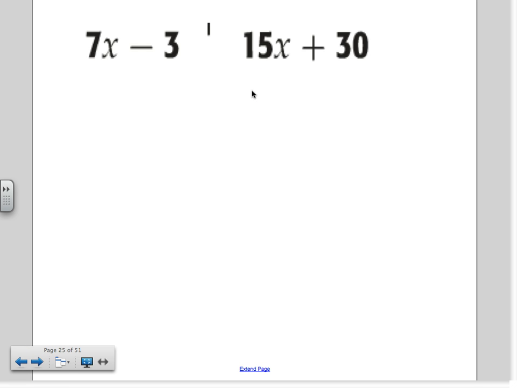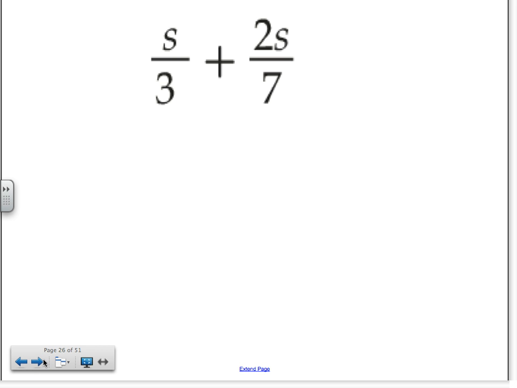Got a couple problems for you to work on. Okay, go to this one. I have two fractions. I have one with s over 3, and the other one is 2s over 7. We don't have the same denominators yet, do we? Okay, fine. How do we solve for this? Okay, good. LCD this time, because now it involves fractions, so instead of saying LCM, we are finding the LCD. But it's technically the same thing. What is the LCD for 3 and 7?